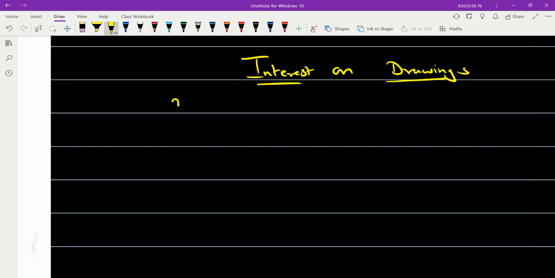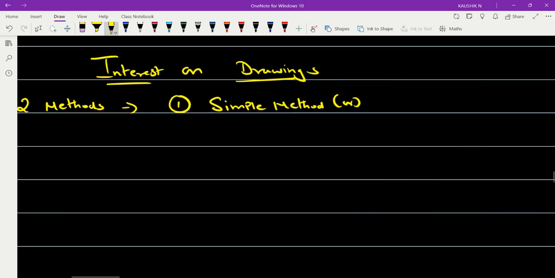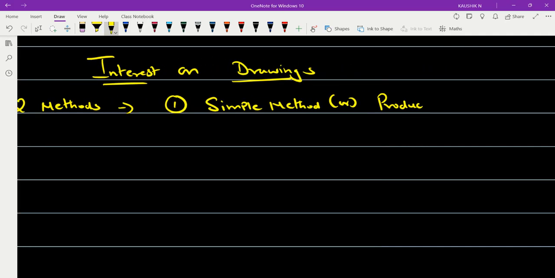so interest on drawings, you have got two methods. Number one, we call them simple method or product method. The first one is simple or product method. The second one we call average period method. There are two methods in calculating interest on drawings. One is the simple or product method, and the second one is the average period method.